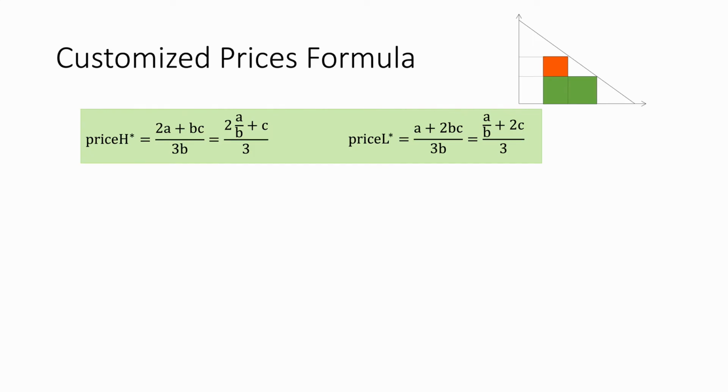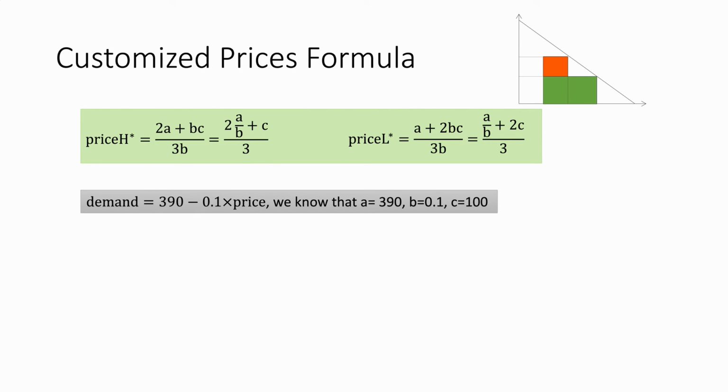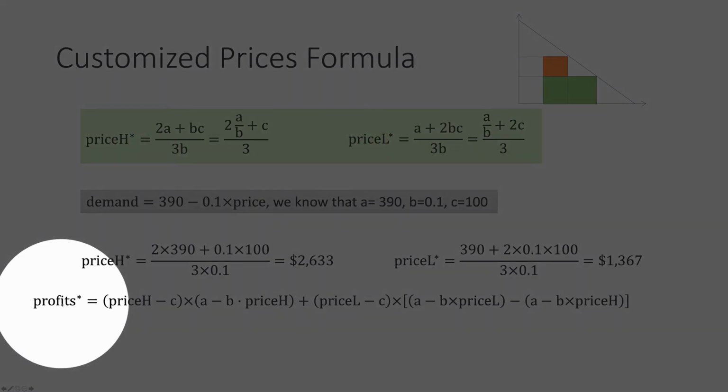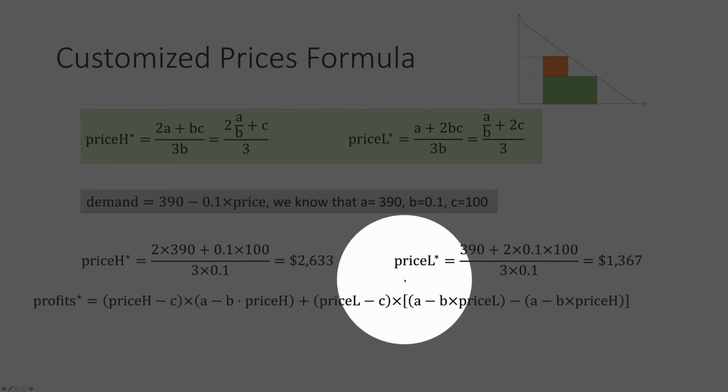With the optimal price formula here, we know the demand is equal to 390 minus 0.1 times price, and the variable cost is $100. So A equals 390, B equals 0.1, and C equals 100. We substitute in these numbers, and then we have the high price is equal to $2,633, and the low price is equal to $1,367.